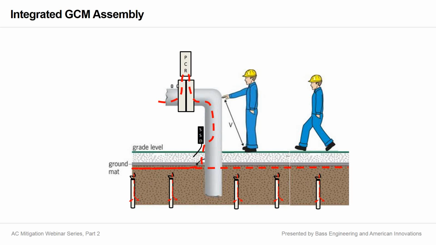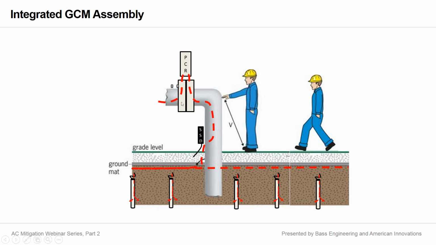So what we're trying to show you here is a gradient control mat. This is what we're trying to depict here. And this particular gradient control mat is equipped with anodes. And those anodes are directly connected to the gradient control mat. Now, the anodes, again, are not intended as current drain points. They might function as current drain points, but that is not their primary purpose. Their primary purpose is to afford cathodic protection to the gradient control mat itself.